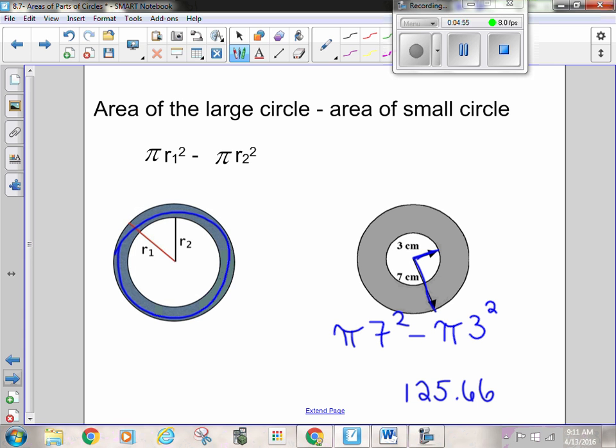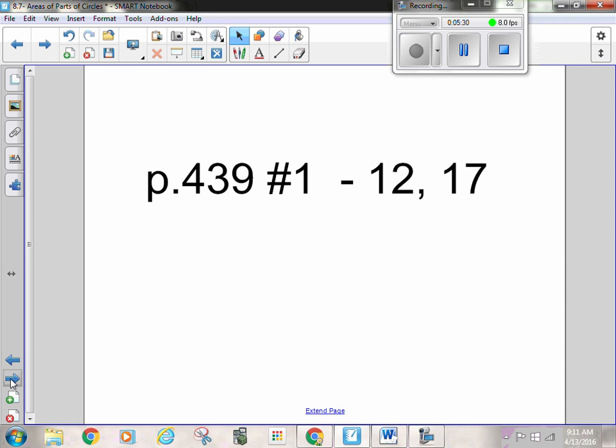If you do these out separately, pi times 7 squared, we get 153.94. And pi times 3 squared gives us 28.27. So if we subtract those two rounded, sometimes our answers could be slightly different. We get 125.67, or 124.67. So it's really close. It depends on if you type it all straight into your calculator or if you round it. Either answer will be accepted. All right, and there you have it, short and sweet again.